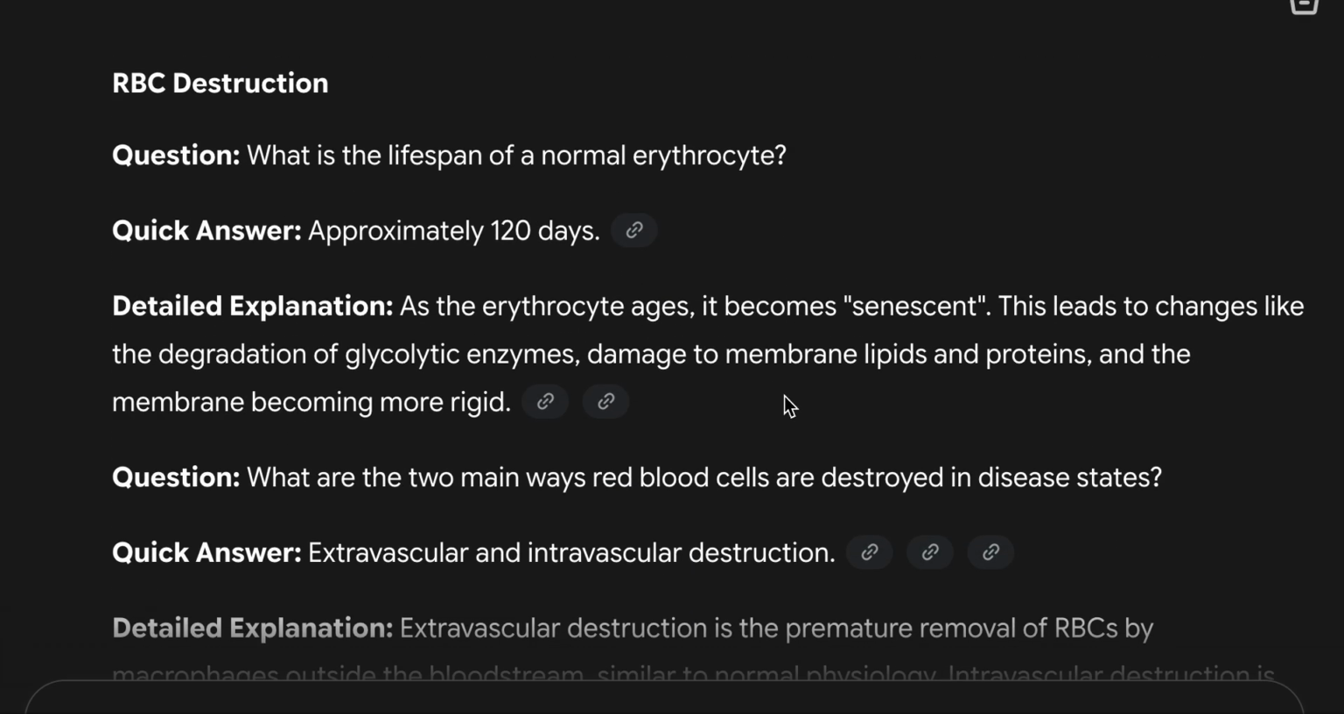Red blood cell destruction. What is the lifespan of a normal erythrocyte? Approximately 120 days. As the erythrocyte ages, it becomes senescent. What are some of the changes that occur when the red blood cell becomes senescent? I'm looking for 3 answers here. What happens as the red blood cell ages?